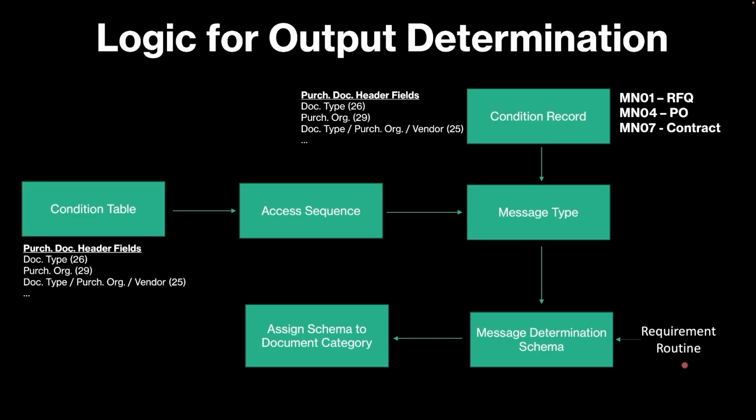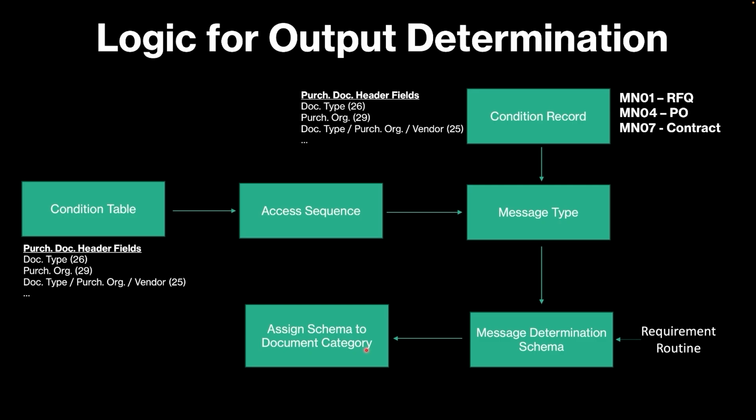So how will the system understand that you are not doing the operation of sending reminder letters? For that, this requirement routine will be there, which will basically tell the system to skip that message type in the message determination schema based on certain conditions. So basically, this requirement routine is a code which tells the system which message type is to be selected from this message determination schema.